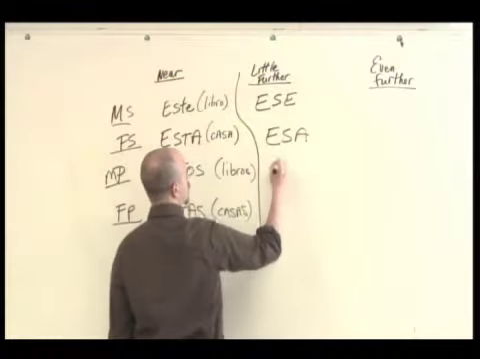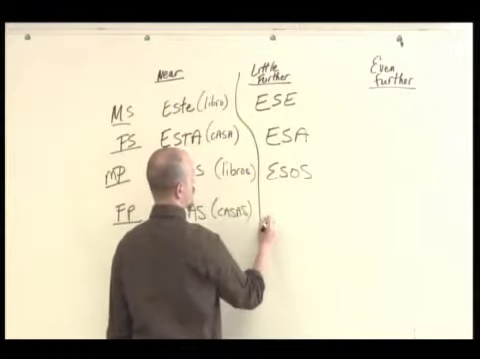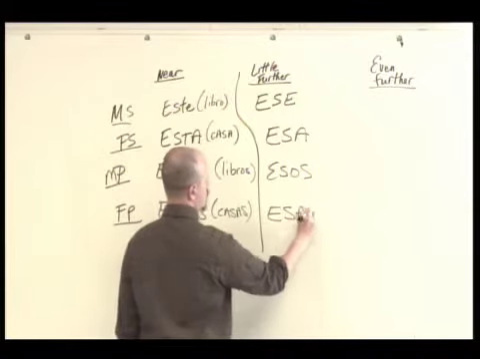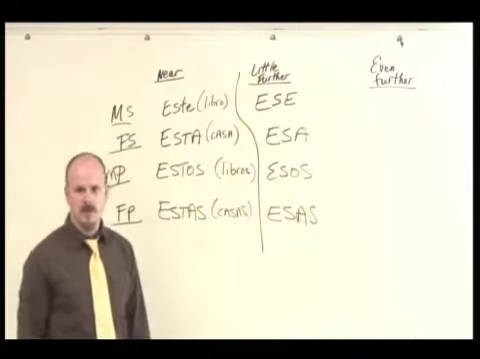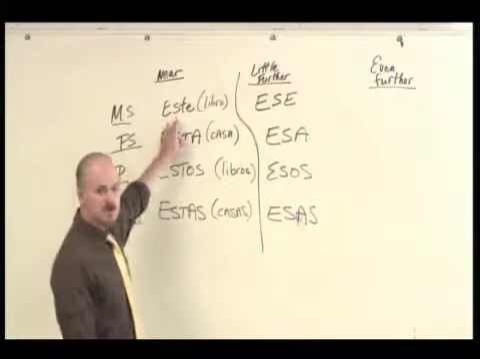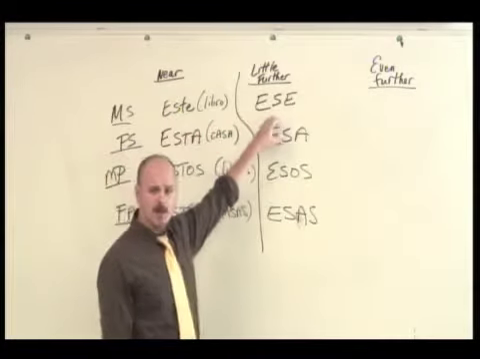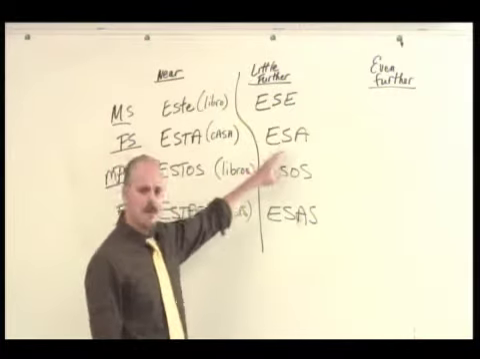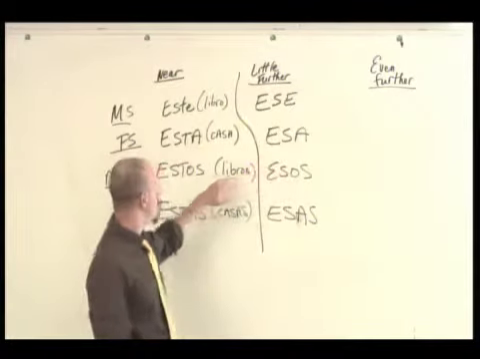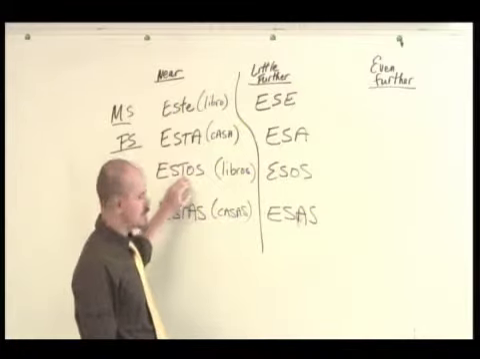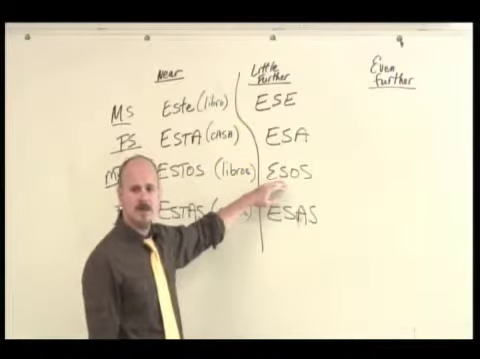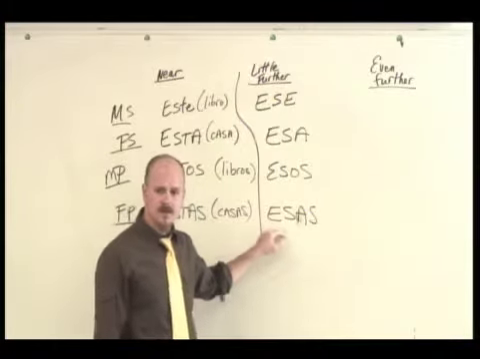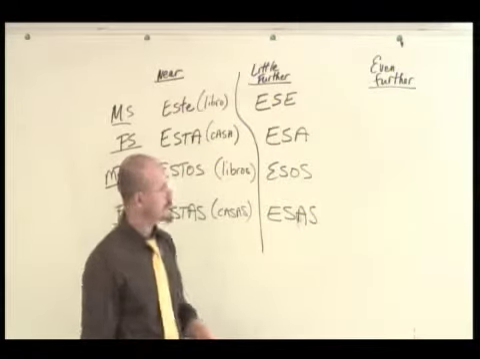Esa, esos, and esas. Okay, so we now have this book, este libro. That book, ese libro. This house, esta casa. That house, esa casa. These books, estos libros. Those books, esos libros. These houses, estas casas. Those houses, esas casas.